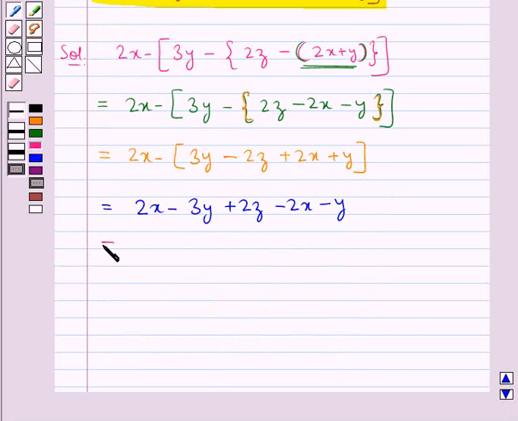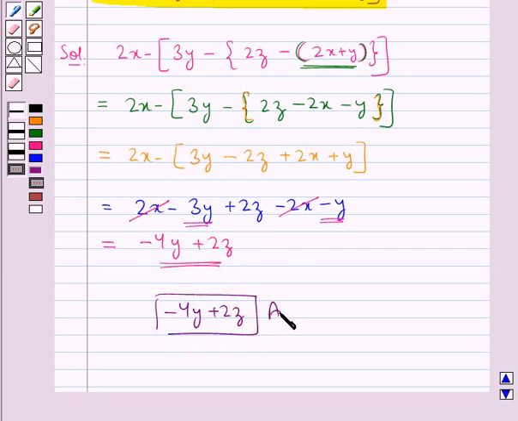And so this is equal to 2x minus 2x cancels, minus 3y minus y would be minus 4y plus 2z. So minus 4y plus 2z is our final answer.